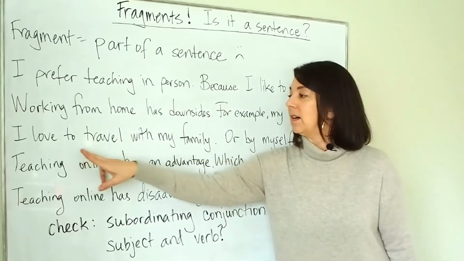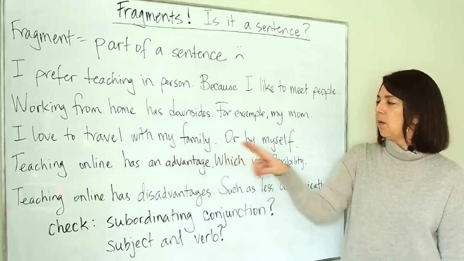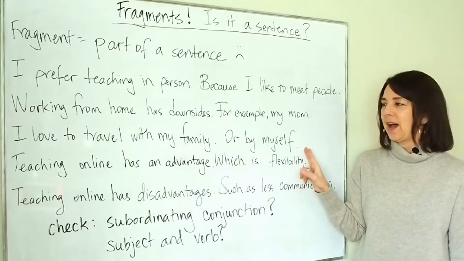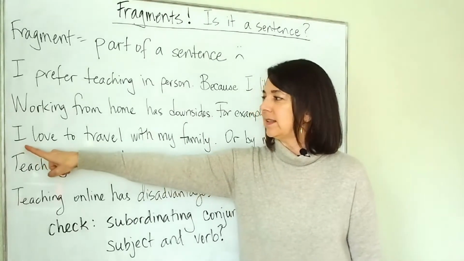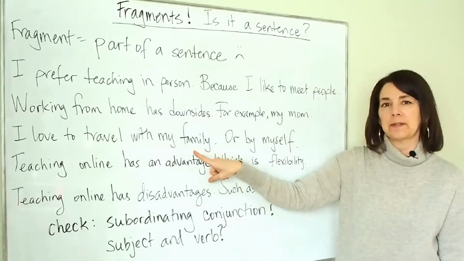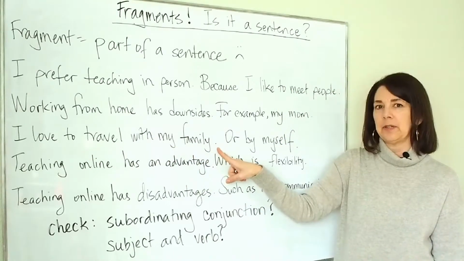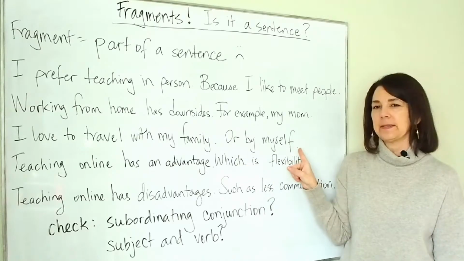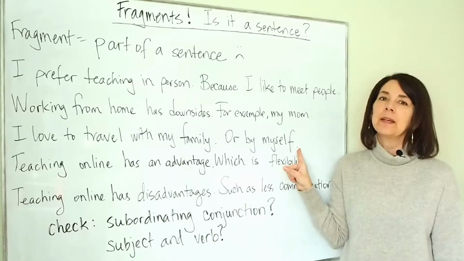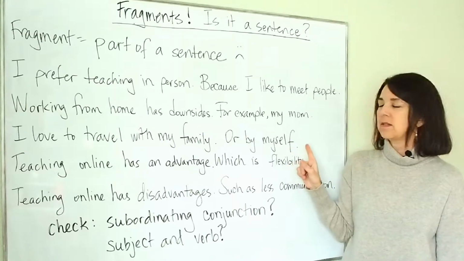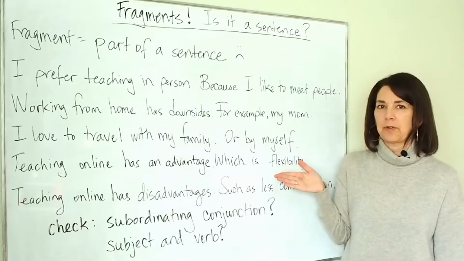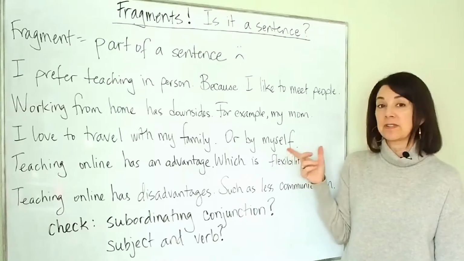Next, "I love to travel with my family. Or by myself." Again, this is a sentence that has a subject and a verb. It expresses a complete thought. It ends in a period. But "or by myself" is not a sentence. It's not a clause. There is no subject or verb here. It's just a piece of a sentence.